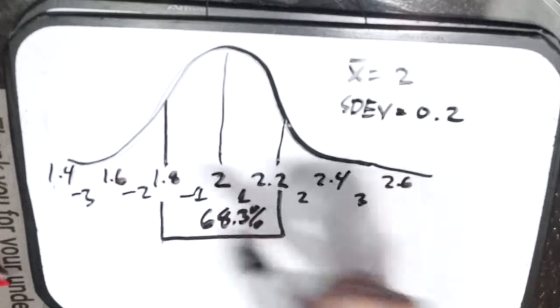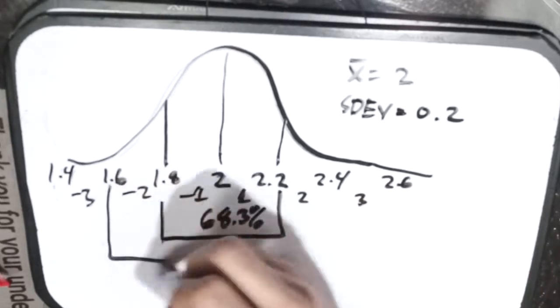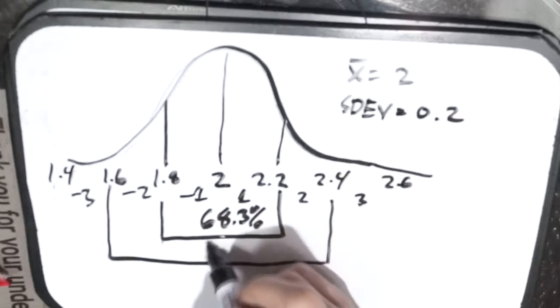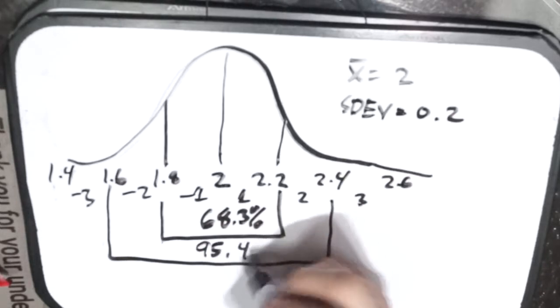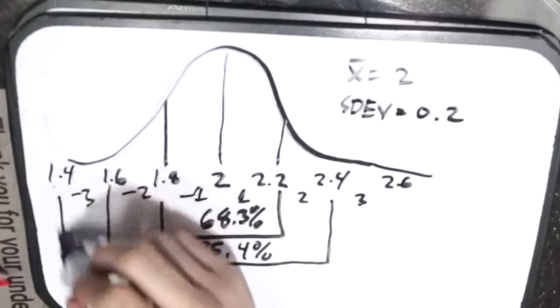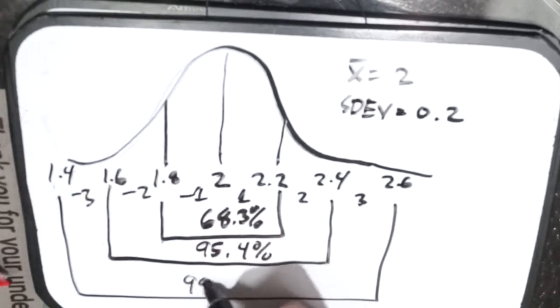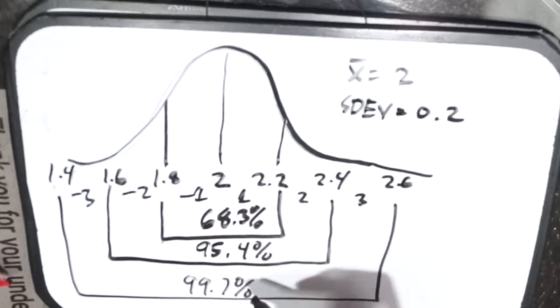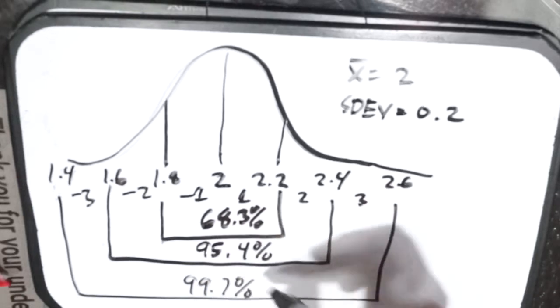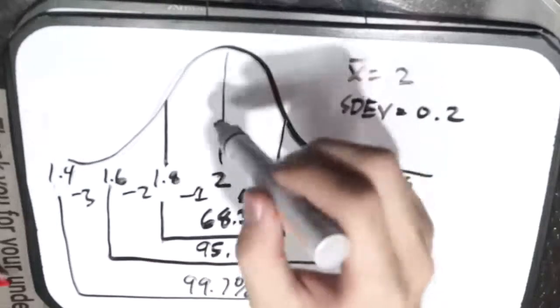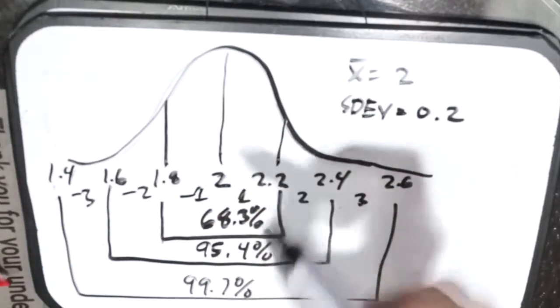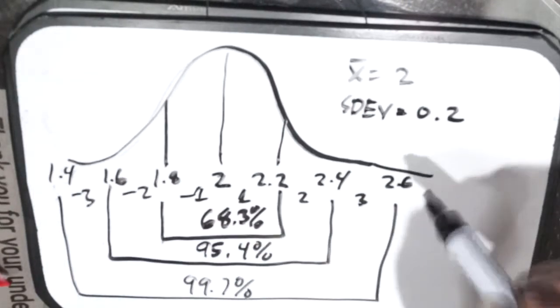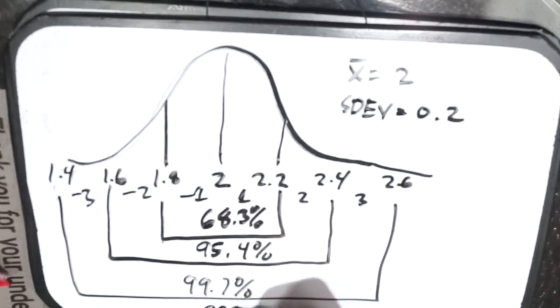Within 2 standard deviations on either side, in this example it's 1.6 to 2.4, you would have 95.4% of everything, and within 3 standard deviations you would have 99.7% of everything. In other words, again, 99.7% of everything within this normal distribution you would have a value of 1.4 to 2.6. So 99.7% would have a value of 1.4 to 2.6.